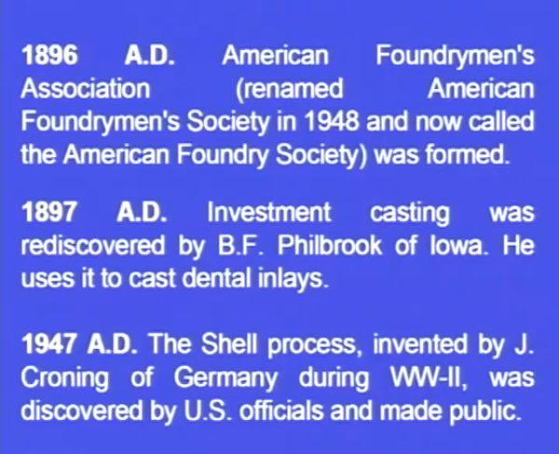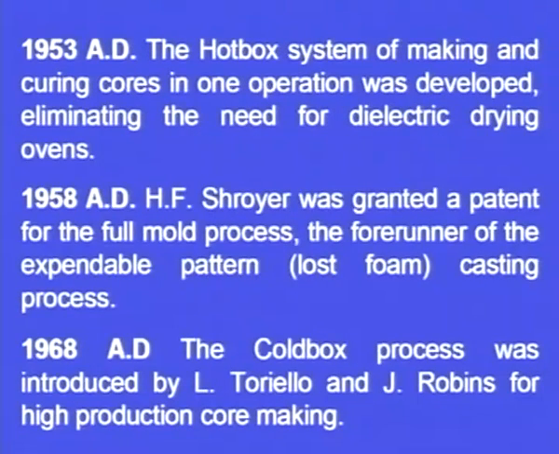In 1947, Krauning of Germany discovered the shell molding process during World War II. Later, this was made public by US officials. In 1953 AD, the hot box system of making and curing cores in one operation was developed, eliminating the need for dielectric drying ovens.